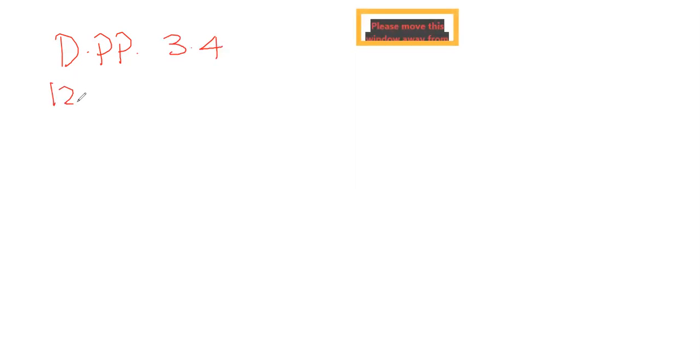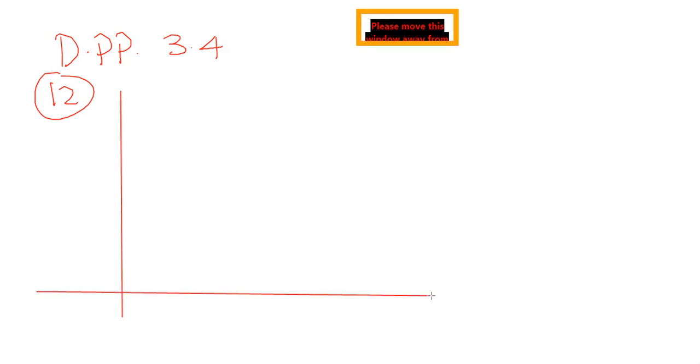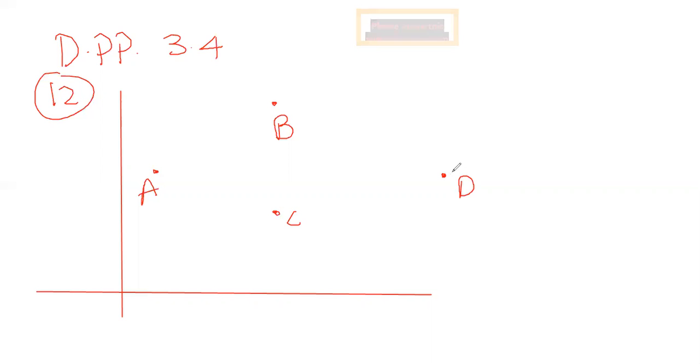So DPP 3.4, question number 12, we are doing now from Cengage. This is a very important question. These types of questions are likely to be asked in the exam. We have the x-axis and y-axis. We have points: point A, point B, point C, and point D. They have given the points A, B, C, D.